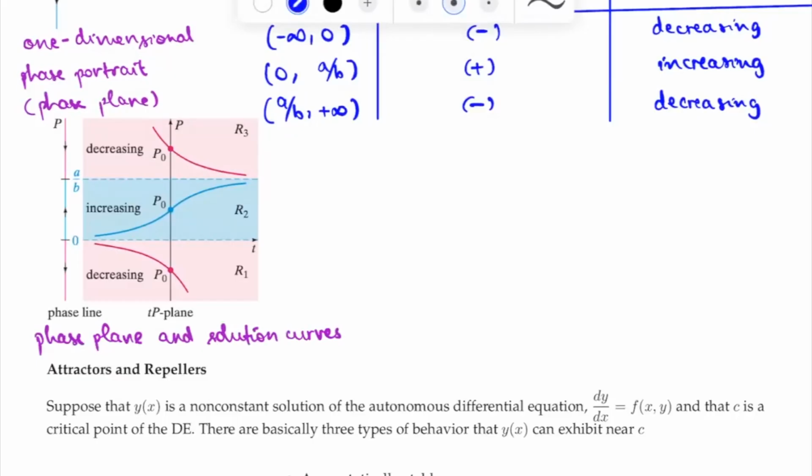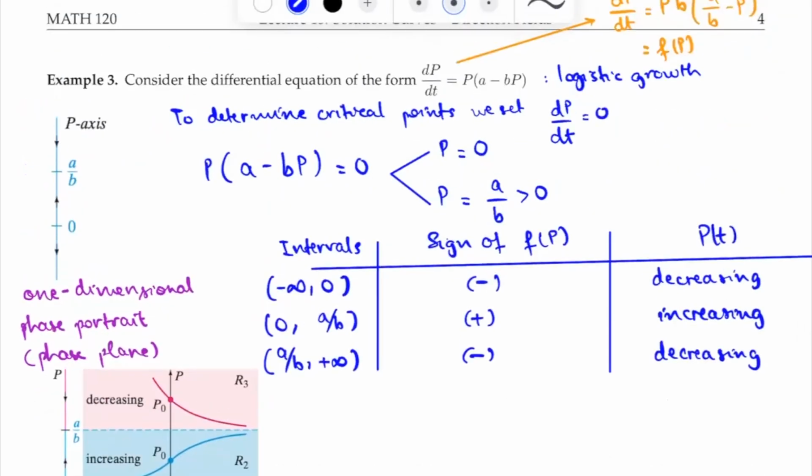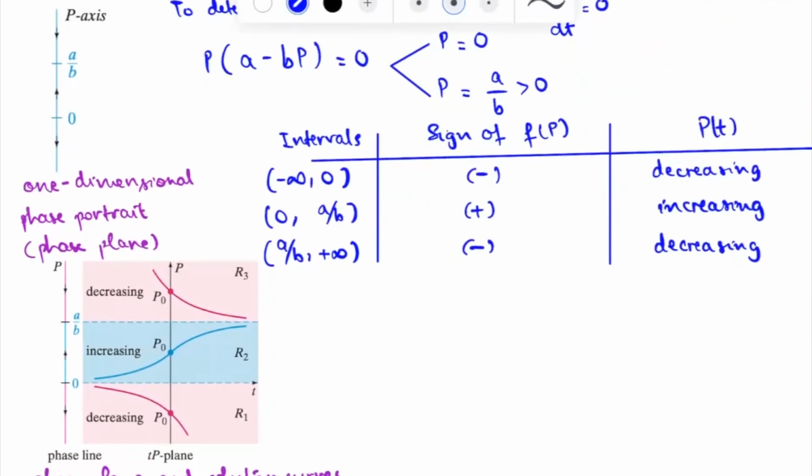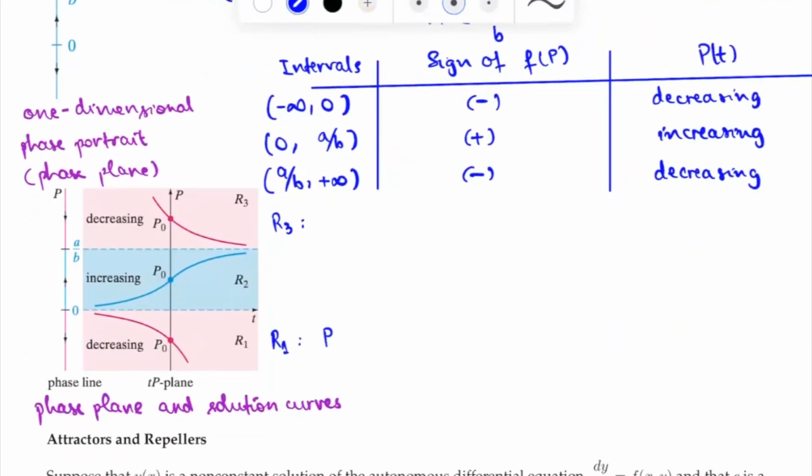Again, when you look at the differential equation we analyzed, we obtained two critical points, p equal to 0 and p equal to a over b. From that, we say the two critical points break the line into three different intervals, or in this case, for the solution curve, three different regions of consideration. Let's start with region 1. This is the case when p is less than 0. Region 2 is when p is between 0 and a over b. And region 3 is when p is greater than a over b.